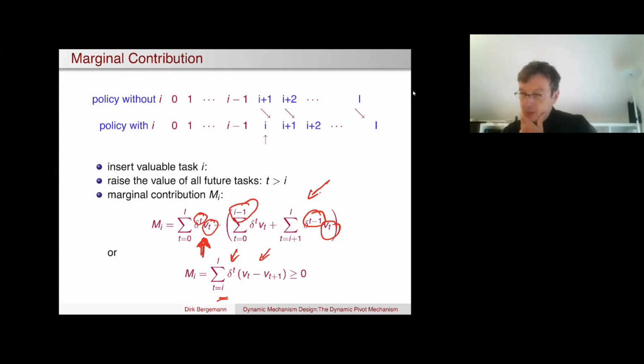So the notion of marginal contribution is just as transparent in a dynamic setting as it is in a static setting. And in this particular queuing problem that we're looking at here, it is basically just capturing the delay or anticipation or acceleration that comes in the assignment of more valuable tasks. So notice now that the impact that i has is propagated all the way down the line, starting at i.